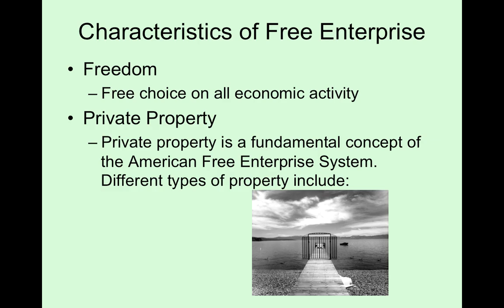Characteristics of the free enterprise system ultimately and first and foremost include that freedom. The government, when it's creating any systems of regulation, must always be thinking about the choice that people have for all economic activity. One of the aspects, in addition to free enterprise, is private property. Private property is a fundamental concept of our system, and there are different types of private property that we think about. So the first is land, and that can be ownership of land.